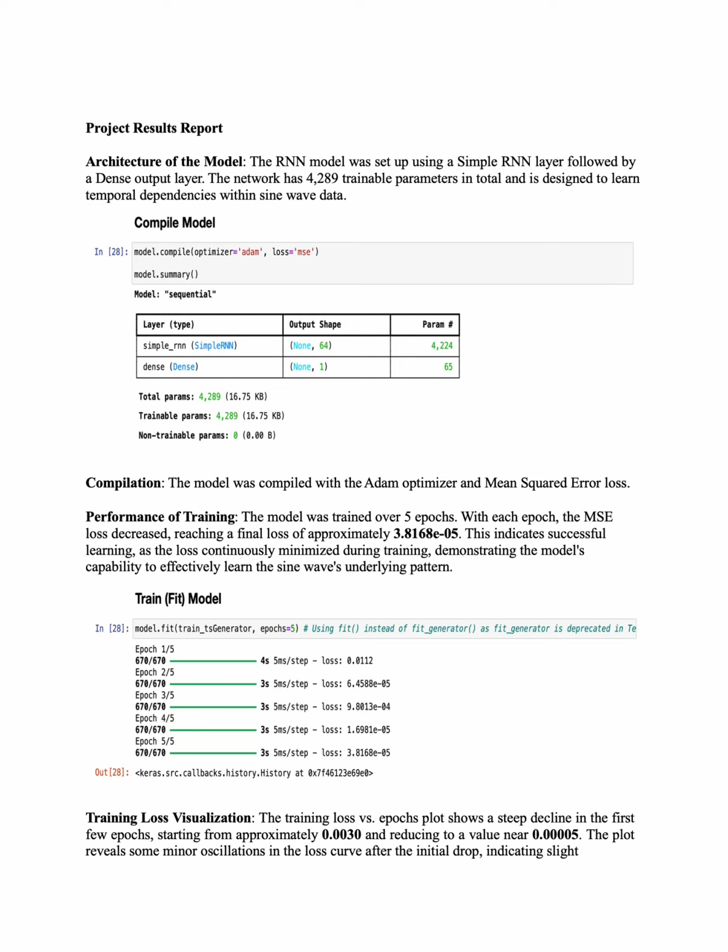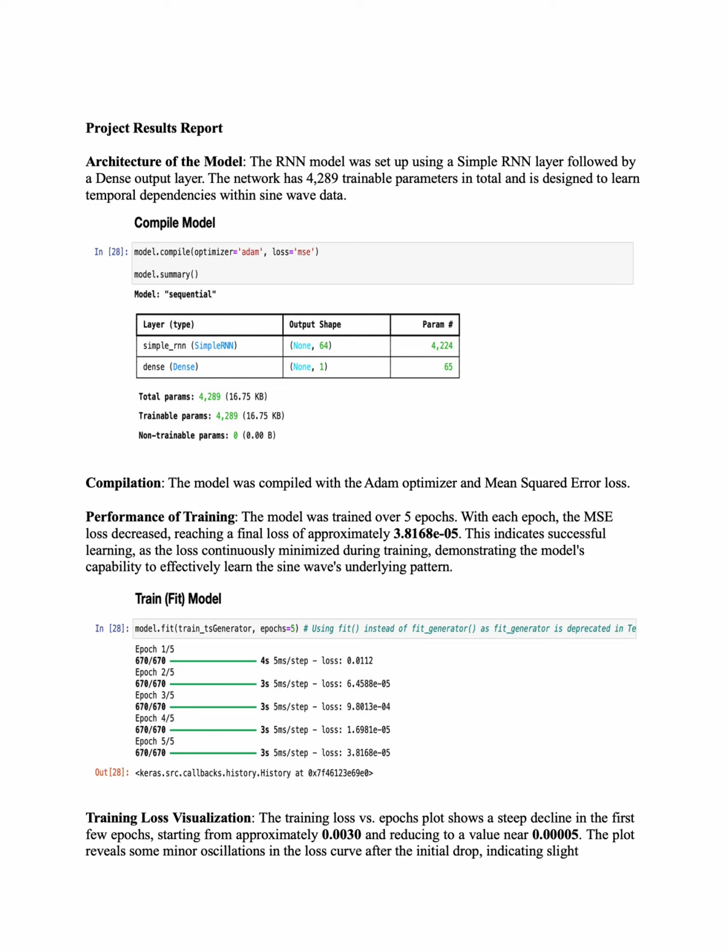These are the project results report of my simple RNN layer. The architecture of the model was set up using a simple RNN layer followed by a dense layer, as said in the architecture. So the network has 4289 trainable parameters in total. The compilation of the model used the Adam optimizer and the mean square error loss.